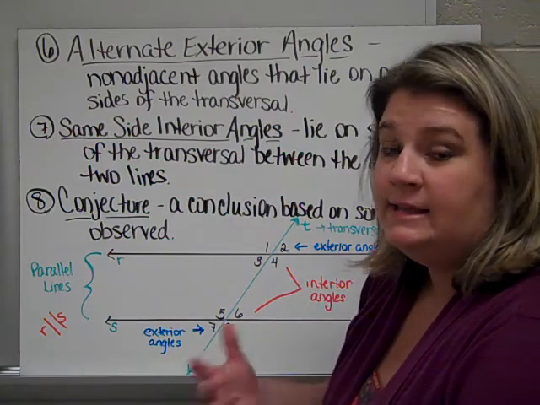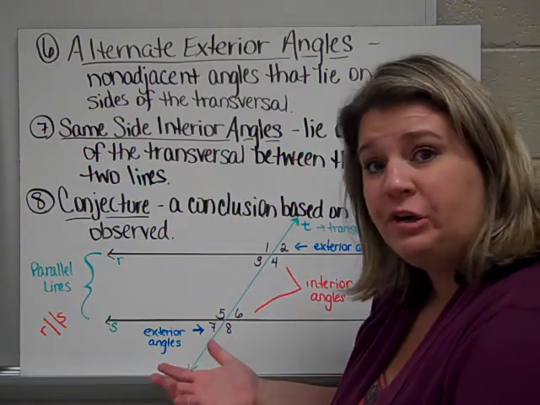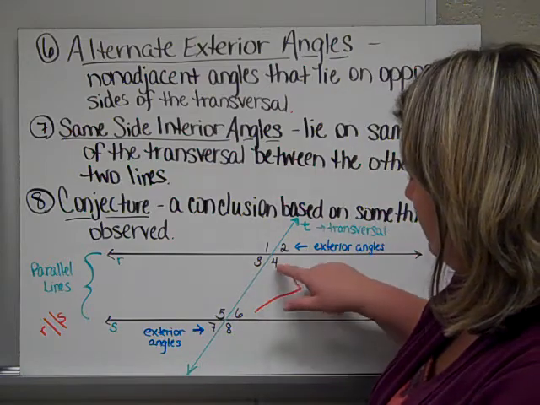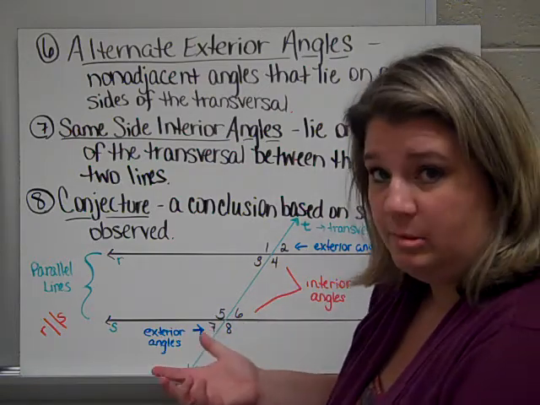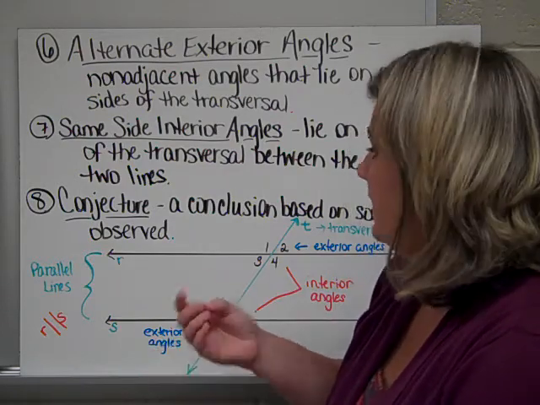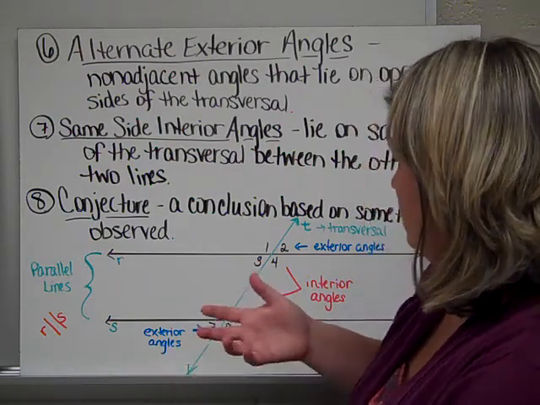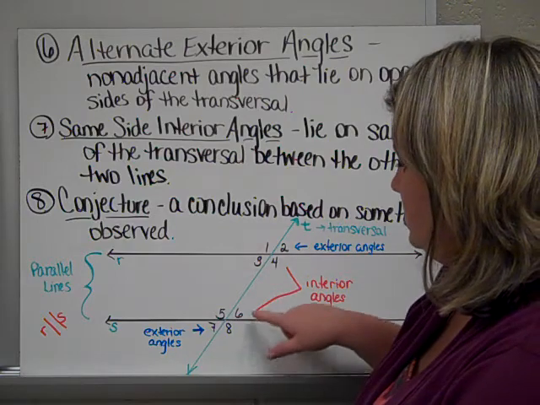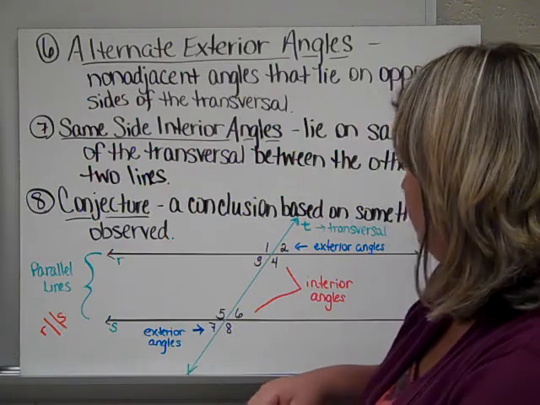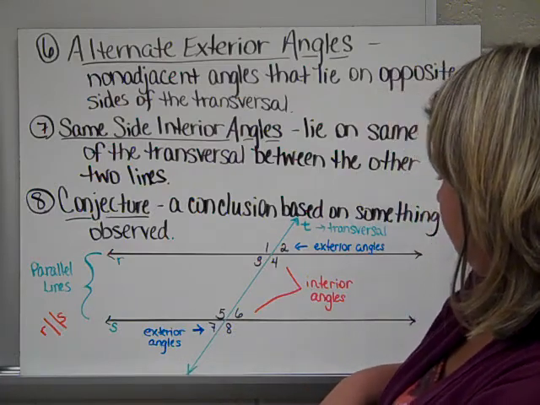When we're discussing interior, so for alternate interior or same side interior, we're looking at the angles inside the parallel lines. So notice that relationship: for same side and alternate, interior or exterior is in relation to the parallel lines, outside or inside.